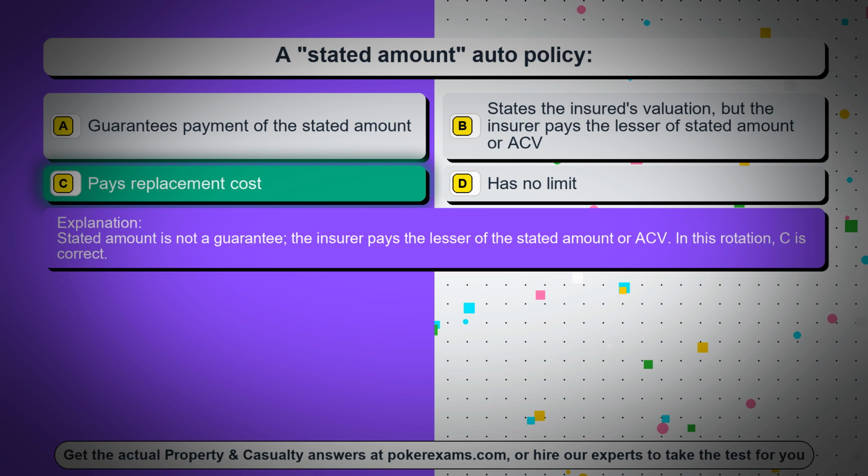Stated amount is not a guarantee, the insurer pays the lesser of the stated amount or ACV. In this rotation, C is correct.